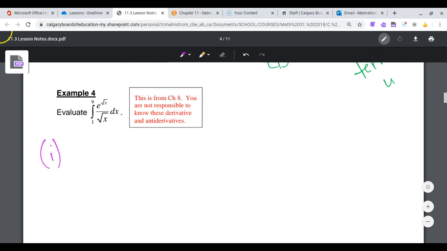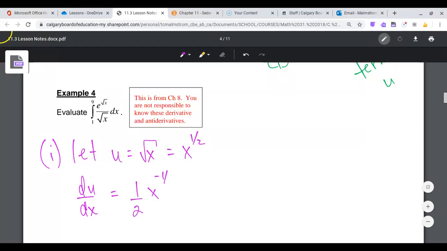Okay, so the first thing that we need to do for these definite integrals is we start it out the same way and we say let u equal. So what do I want to let u equal? I'm going to let u equal the root of x in this question. And the derivative of this would be, well, maybe it's easier to write it as x to the power of a half. The derivative of that would be 1/2 x to the negative a half, or 1/2 root x.